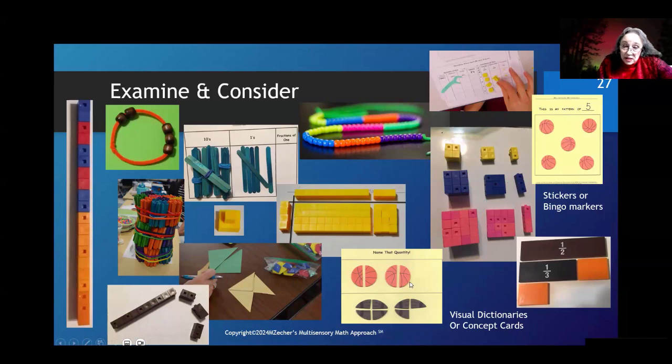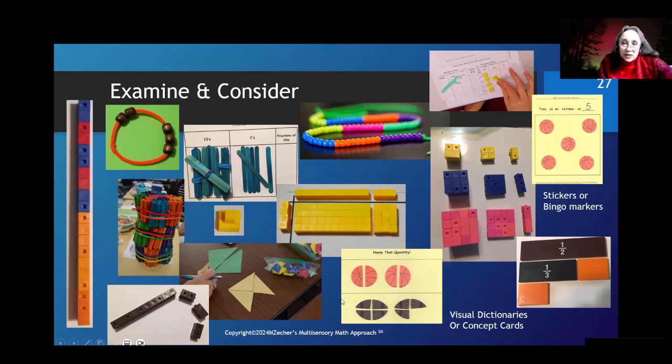Can you name this as shown and as simplified? I have 4 halves, and simplified it's 2. I have 7/4, which can be simplified as 1 3/4 as a mixed number. So we can use visual dictionaries, concept cards. Over here, this brown one, well, wow, that could be the beginnings of division, where I'm making groups of 2 from an initial quantity. But it can also be a decreasing linear function model.